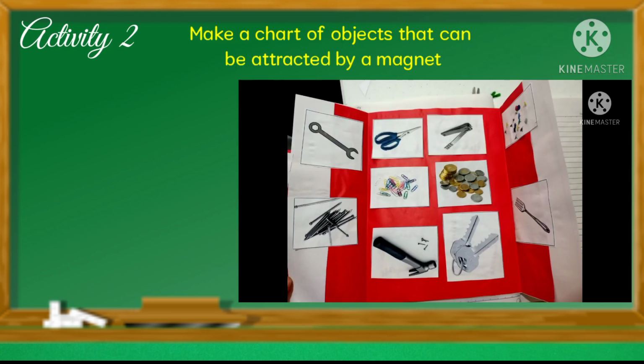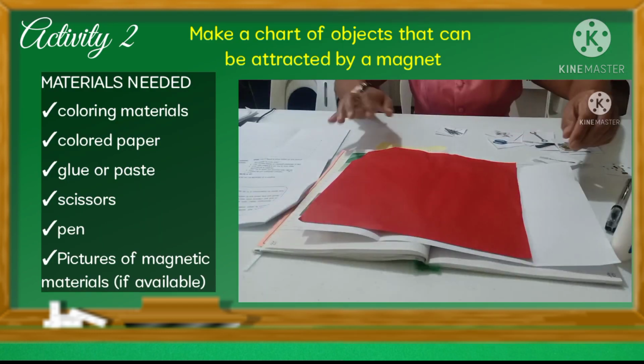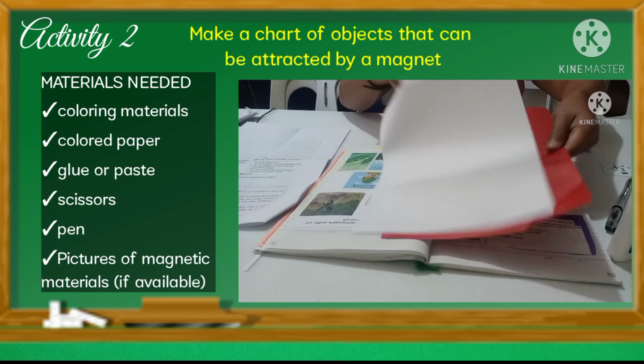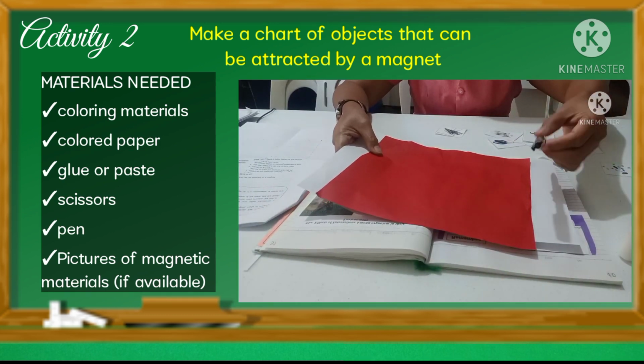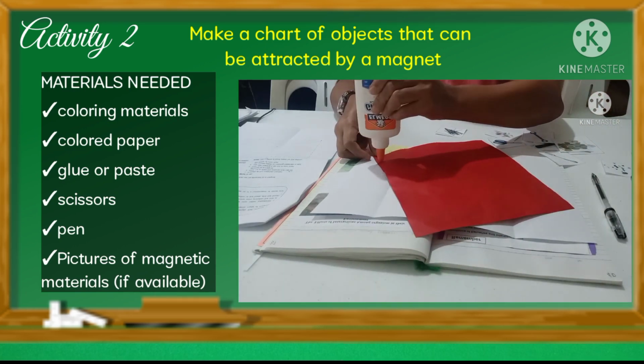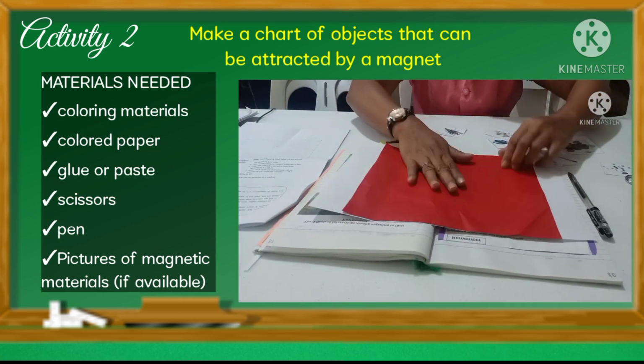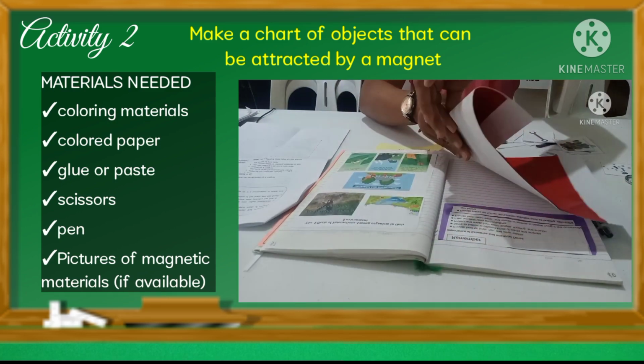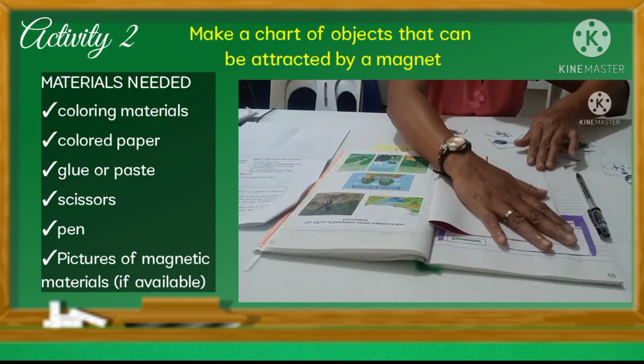Okay, now let's move on to activity 2. Make a chart of objects that can be attracted by a magnet. Materials needed: coloring materials, colored paper, glue or paste, scissors, pen, and pictures of magnetic materials.